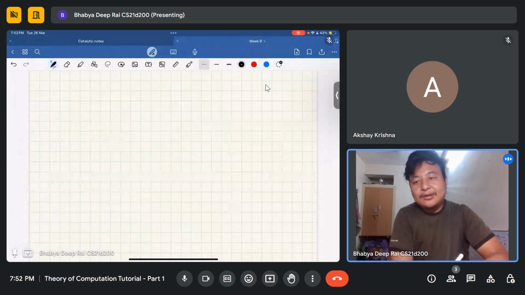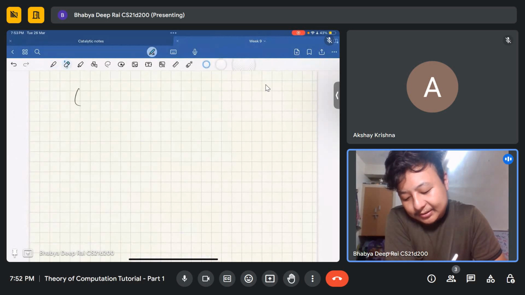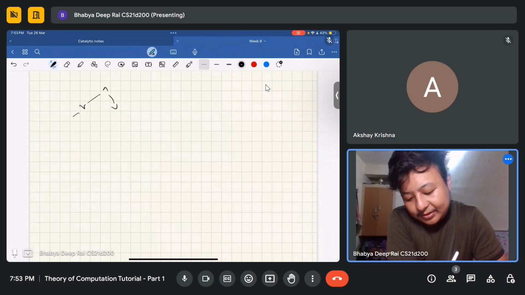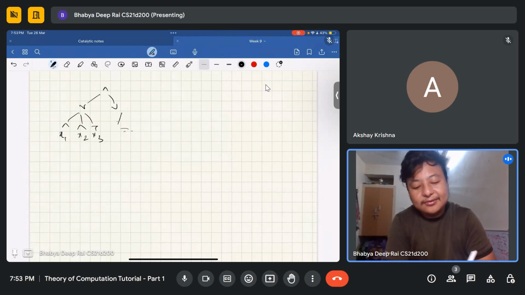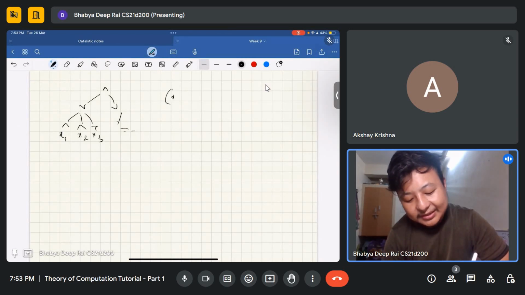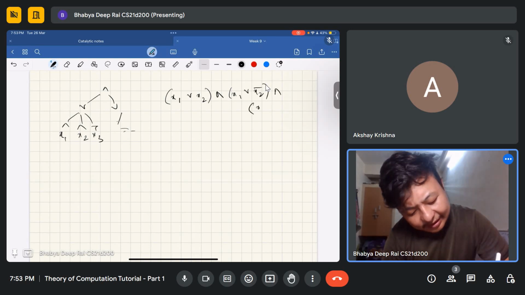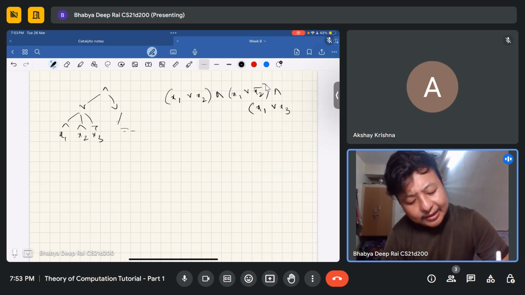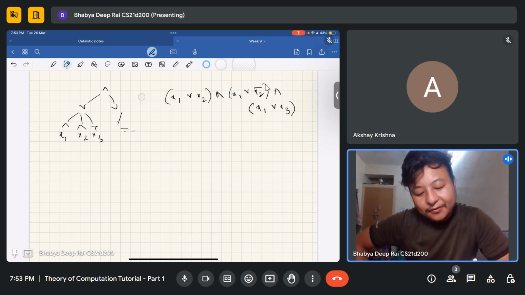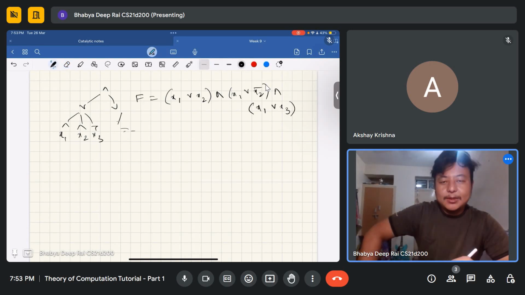So what does the Boolean formula look like? It looks like and, or, not, and so on. And here x1, x2, x3, and so on. Or you can also represent it like this: (x1 or x2) and (x1 or x2 bar) and (x1 or x3). Okay, this is an example of a Boolean formula.